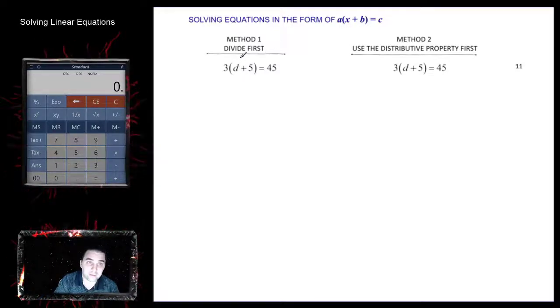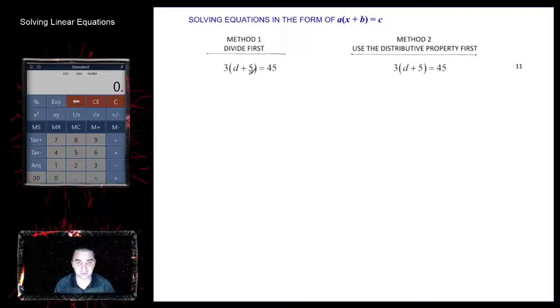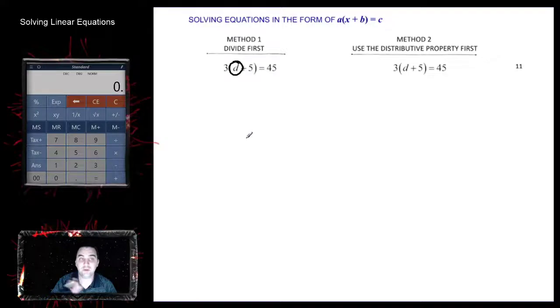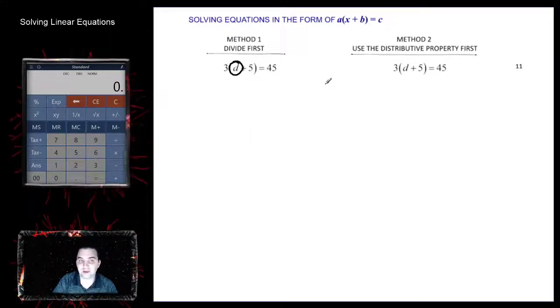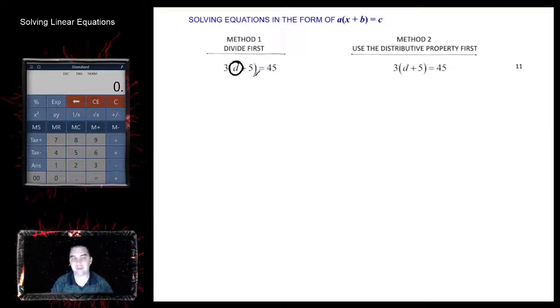Method 1 is just to divide first. So you know that when you're solving an equation, you are using opposite operations. Your goal is to get your variable, when you're solving, to be all by itself so that you can find out what it is. Because that's why we use it. They represent something. We want to know what that something is.